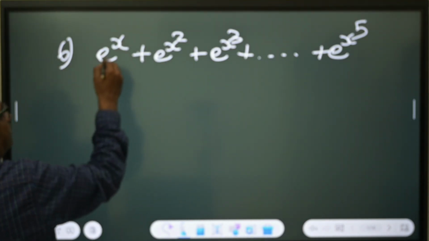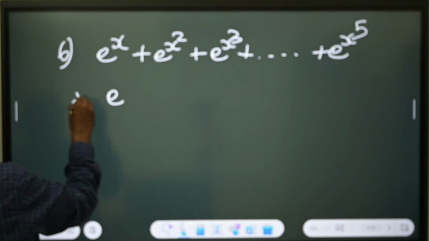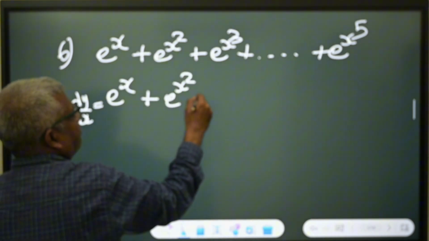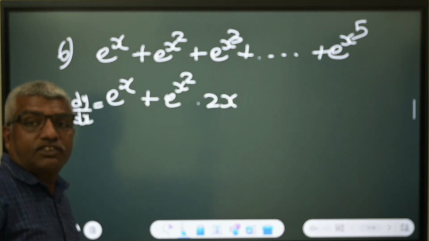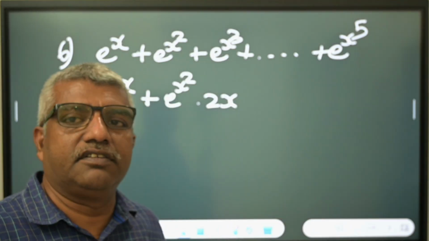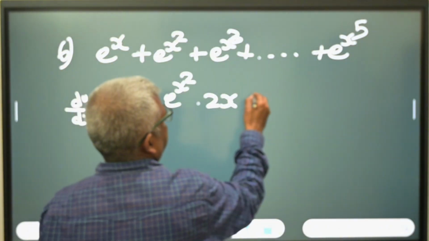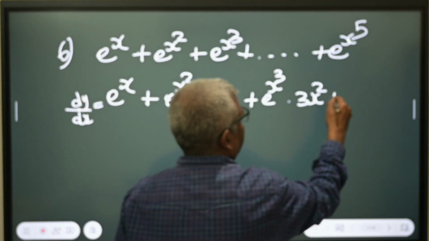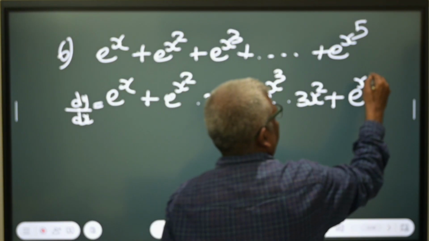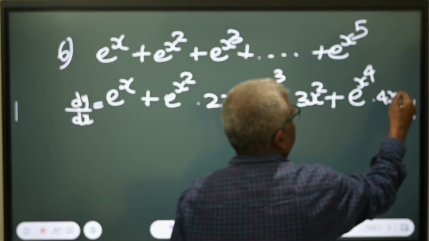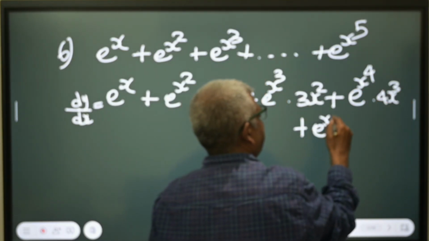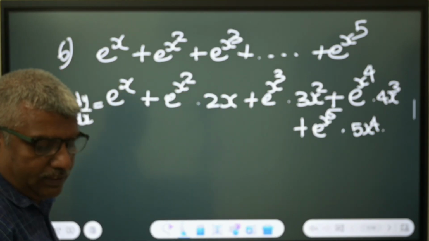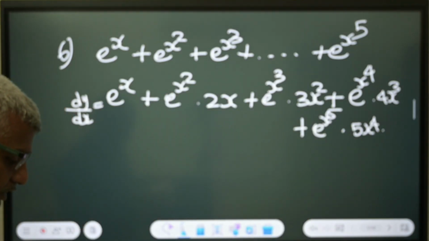So dy by dx is e power x, if you differentiate, e power x only. E power x squared, if you differentiate, it is e power x squared, then x squared will be differentiated, 2x. Same case, e power x cube, differentiate 3x squared, then e power x power 4, 4x cube, then e power x power 5, 5x power 4. That's all. Copy it.